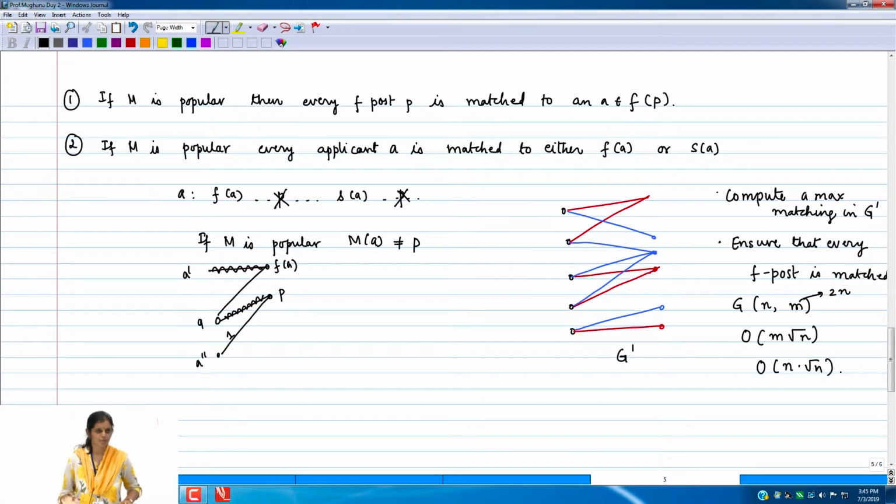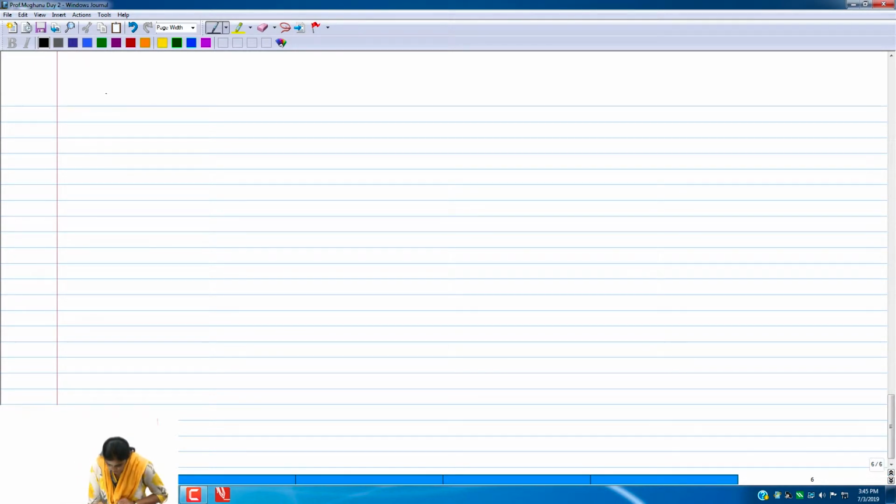In fact, this can be improved to a linear time algorithm, but for now we will just say that there is a polynomial time algorithm, assuming we prove the sufficiency. That is, if a matching satisfies these conditions, it is also popular. Okay. So we want to show the sufficiency, that is, if M satisfies the two conditions, I won't write them again, then M is popular.